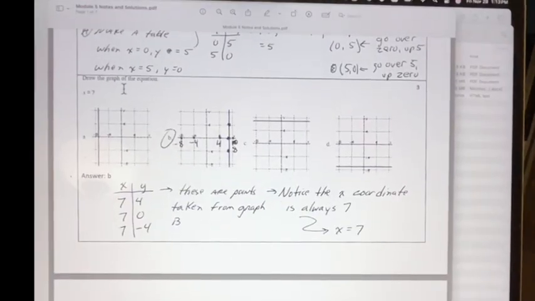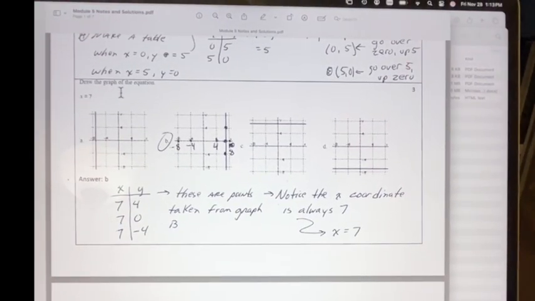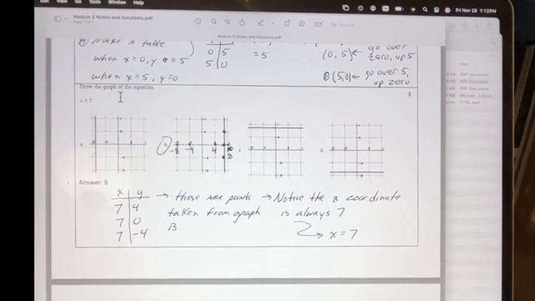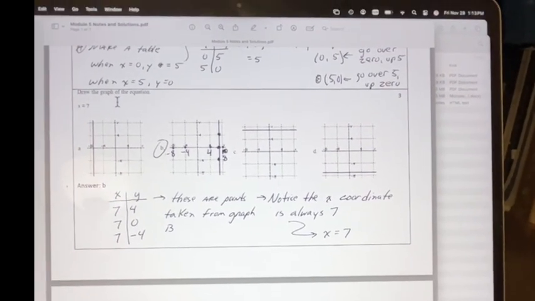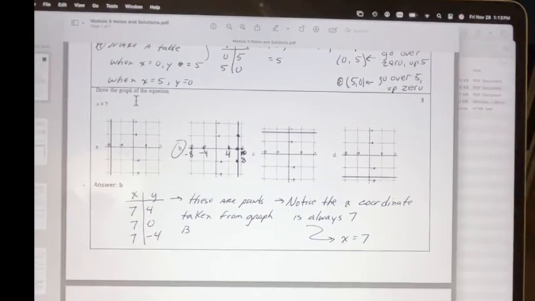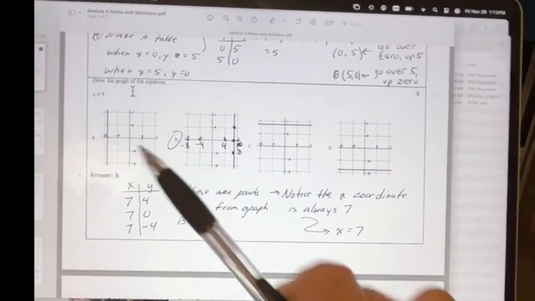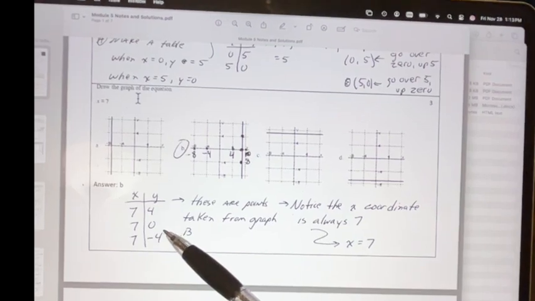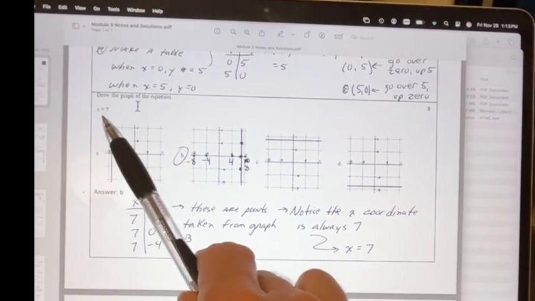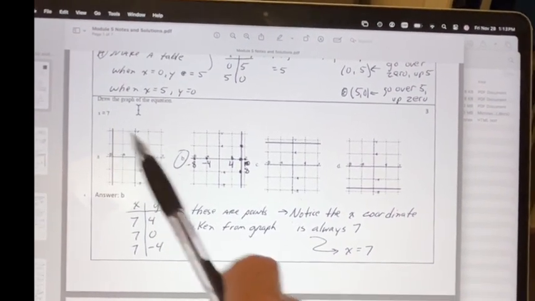So a good thing about this is, there's really 3 concepts here. Graphing can be very tricky. So there's 3 things. Draw a graph of this equation.